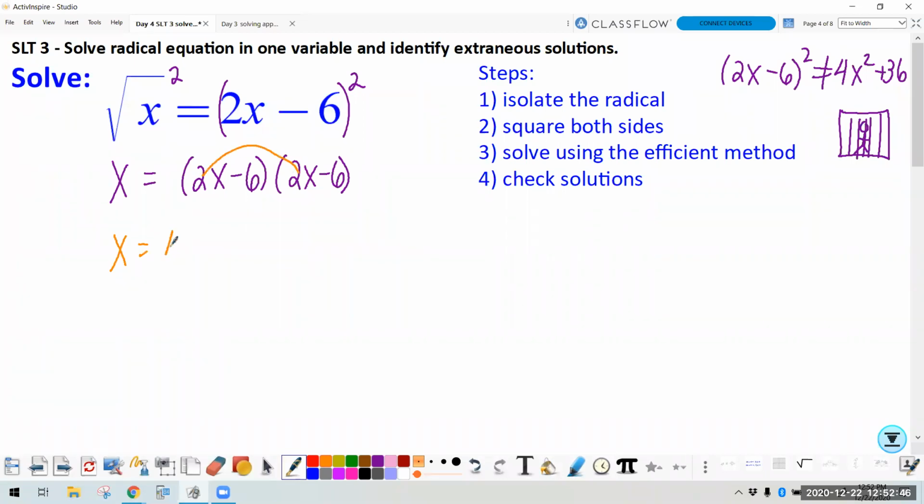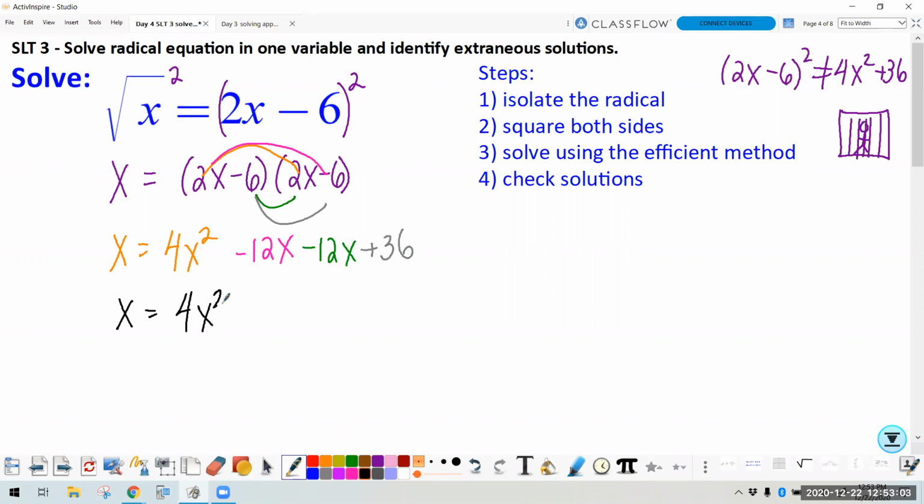2x times 2x, 2x times negative 6, negative 6 times 2x, negative 6 times negative 6, so that is 4x squared minus 24x plus 36, not this illegal way over here. Can't do that.